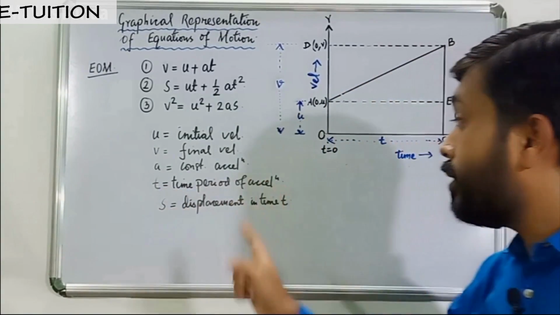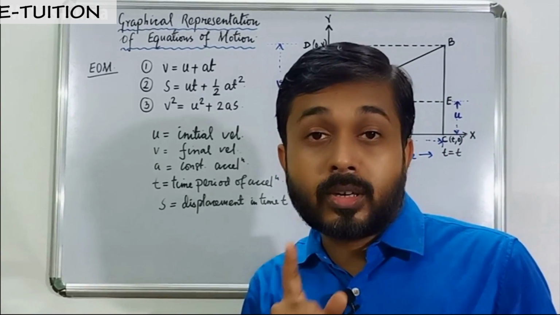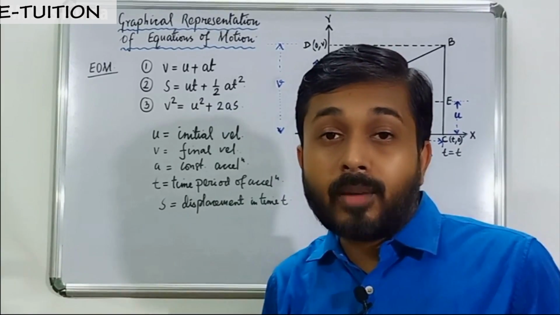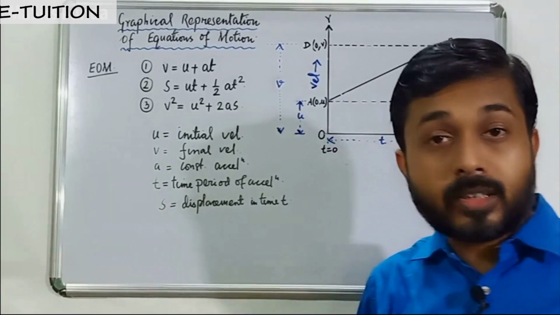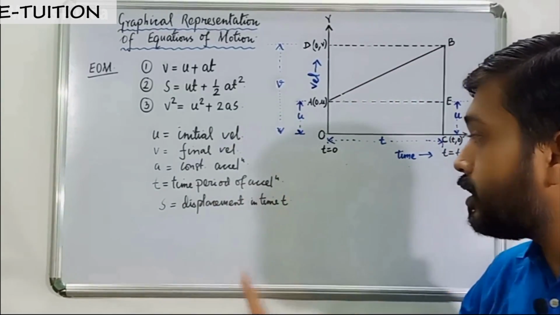And t is the time period of acceleration, that much of time for which the body has moved with constant acceleration. As soon as the acceleration has started varying, then that time will no longer be counted within this t. Is it clear? And s is the amount of displacement in time t.